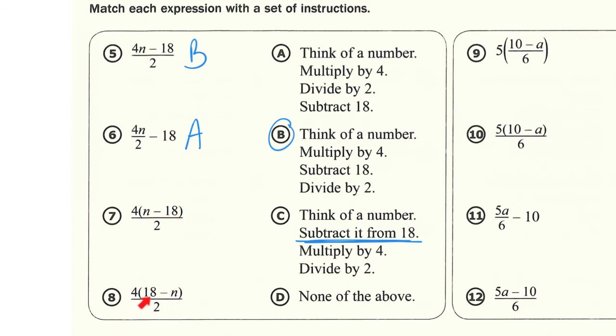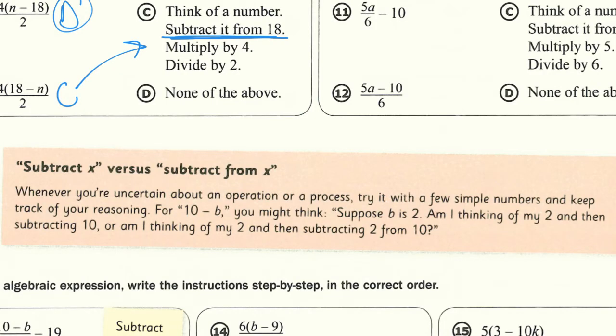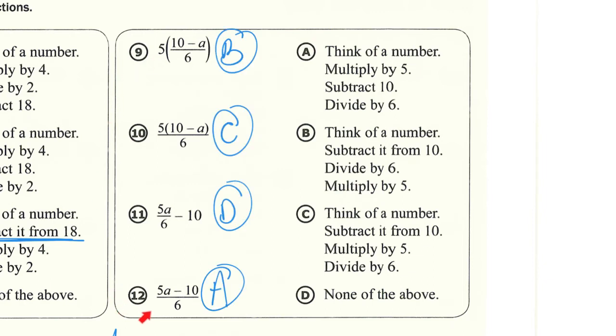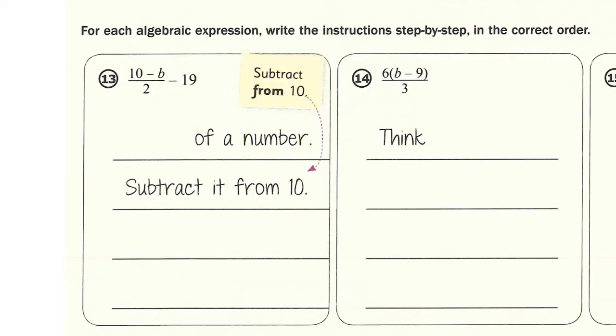Down here in number 8, this is where we're taking n and subtracting it from 18. So that is going to be something you really want to pay attention to. 8 is going to match with C, which means 7 matches with D, none of the above. Right below this, there's a little orange note that talks about the difference between subtracting a number and subtracting a number from something. Check your work on numbers 9 through 12. Make sure you're asking questions if any of this doesn't make sense.